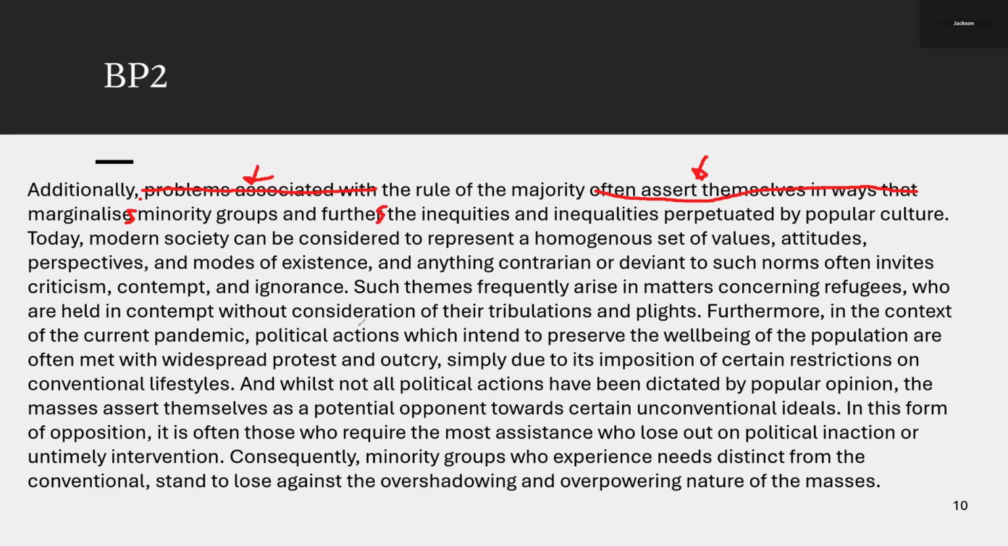And some of the other ways that we can improve the wordiness in this section is here. Modern society represents a homogeneous set of values. And then here as well, "asserts themselves" is quite unnecessary. Sounds great, I know, I like it a lot, but we can just say the masses are a potential opponent. That's good enough.